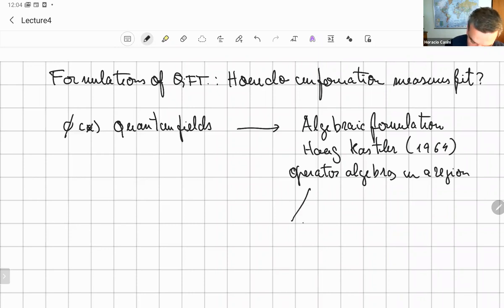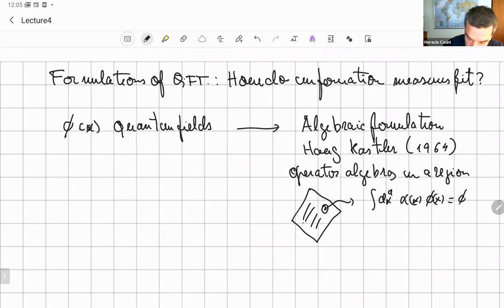So one takes regions in space time, in Minkowski space time, and then one considers all the operators that can be attached to this region. For example, we produce them by some smeared fields inside the region. In general, people do not take these operators, which are in general unbounded and may have problems about the domain of definition of these operators in Hilbert space. So you can take a bounded operator, for example, doing just the exponential.